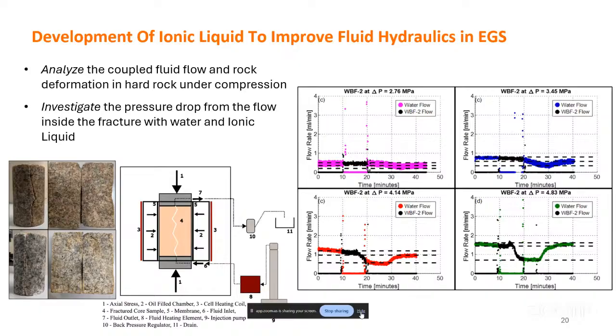So what we did is we circulated water first. There are 4 charts on the right, which are different delta P's. We have a different inlet and outlet pressure, but just focus on the bottom right, the green one. We circulate water for 10 minutes, and you see a pretty consistent flow rate of 1.5 milliliters per minute.